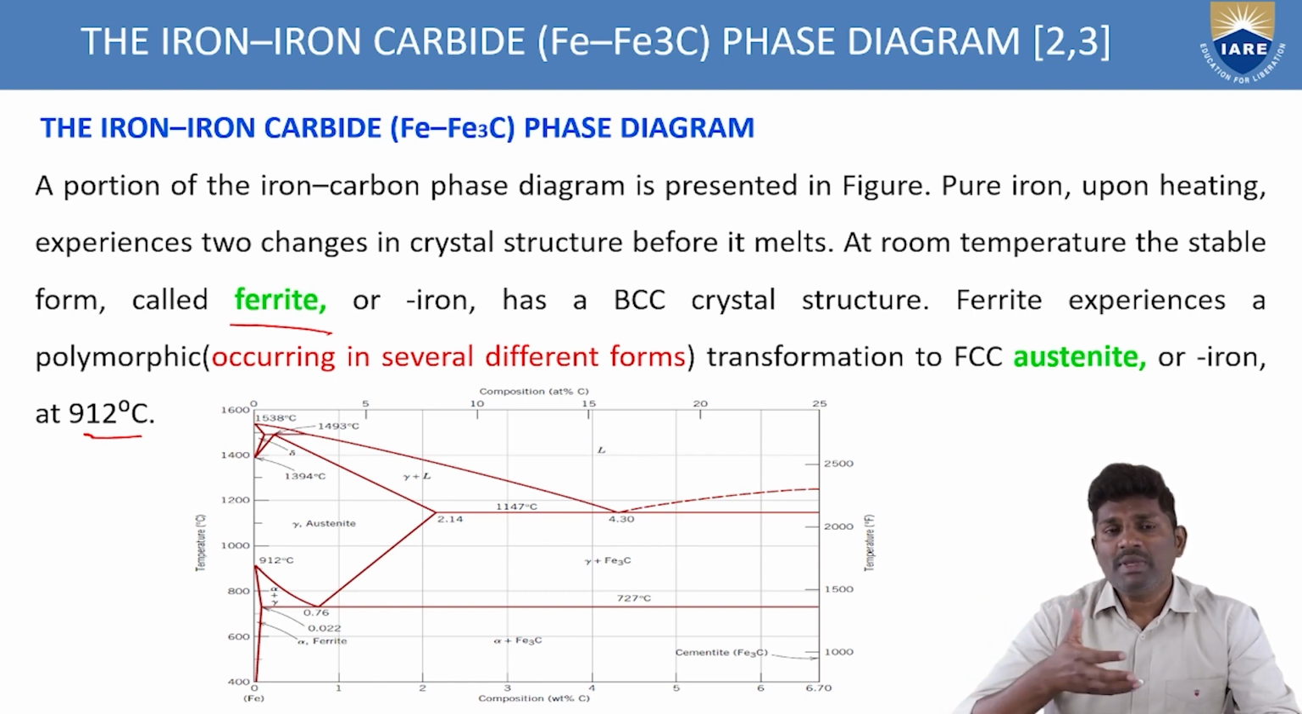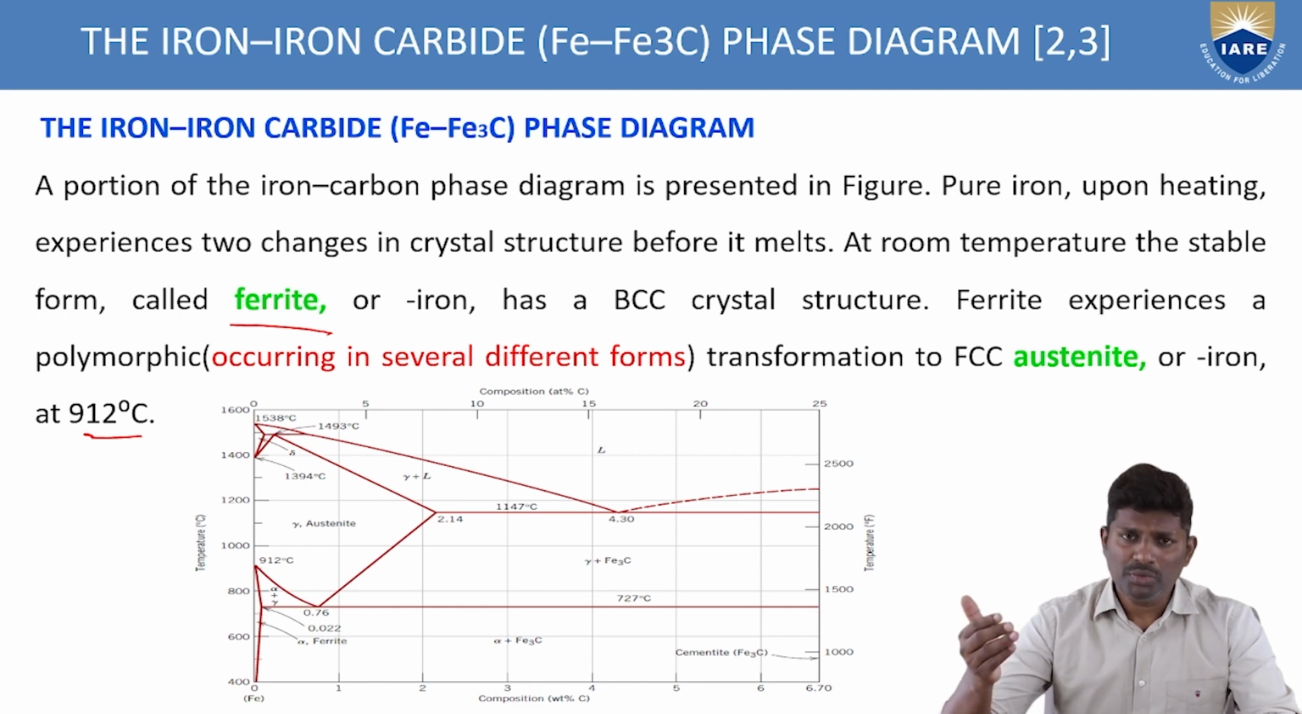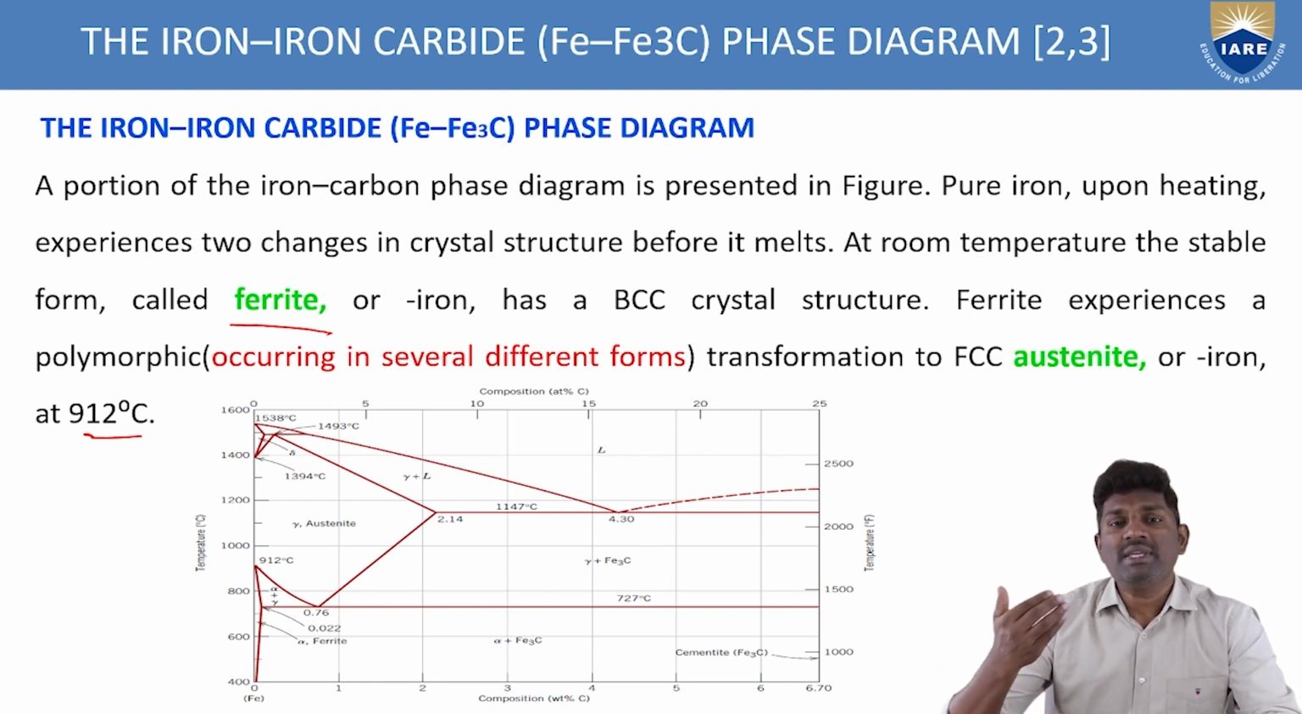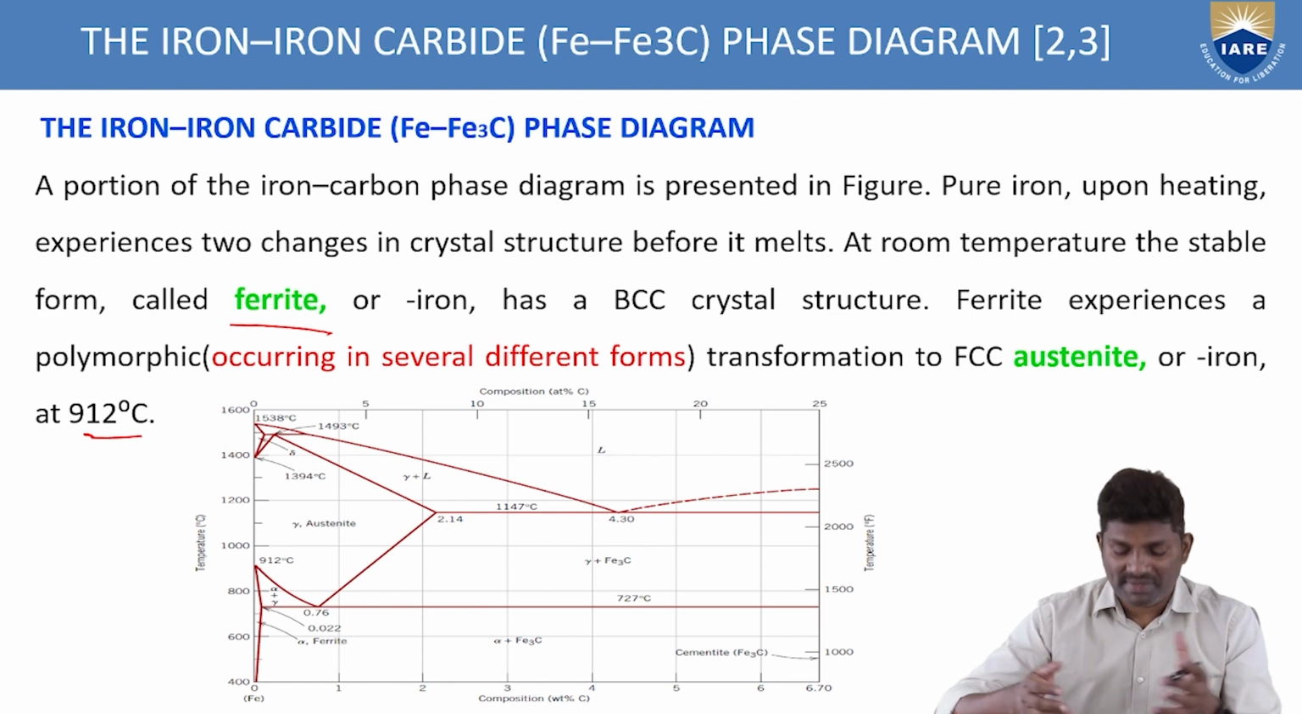So our topic is the iron carbide diagram and development of crystal structure during this transformation. During this heating of the pure iron, the microstructure is also converting from ferrite to austenite because we are heating the element. Initially at room temperature it is ferrite. Slowly upon heating, it is converting to austenite at 912 degrees centigrade, that is from BCC to FCC.